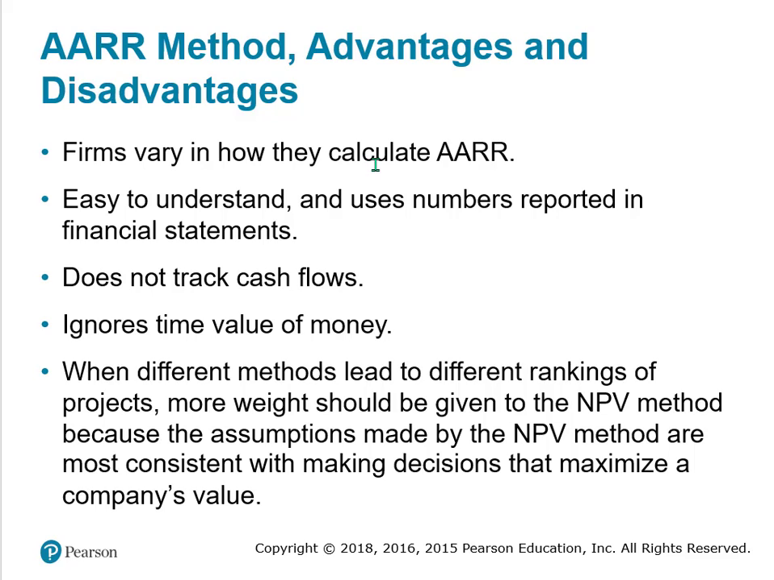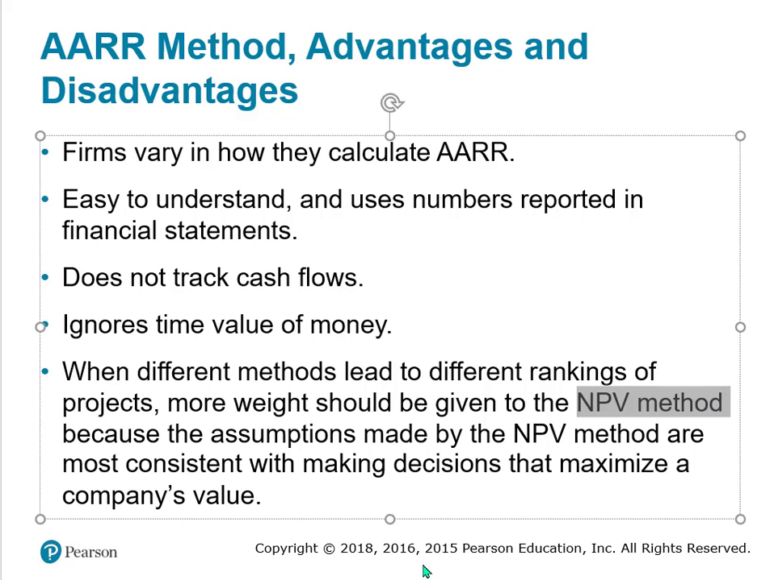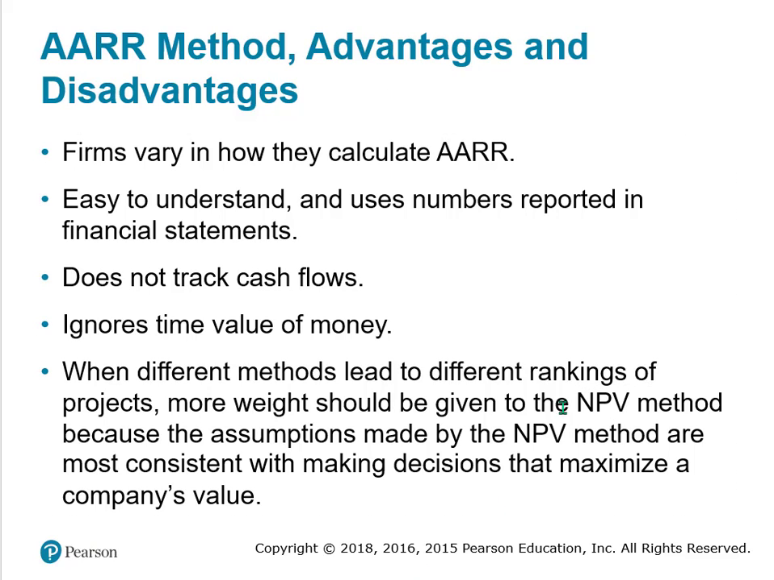Firms vary in how they calculate it. It's easy to understand because it uses numbers reported in the financial statements. It does not track cash flows, and it ignores the time value of money. When I used to do this, we would do maybe three different methods of looking at a project. When different methods give you different rankings, net present value is the one that everybody chooses. That's the one they'll give the most weight to, because it's most consistent with making decisions that maximize a company's value.